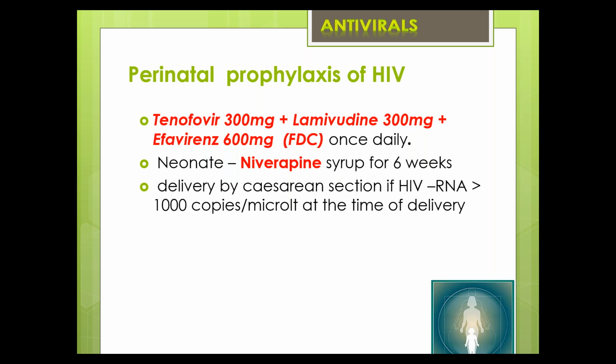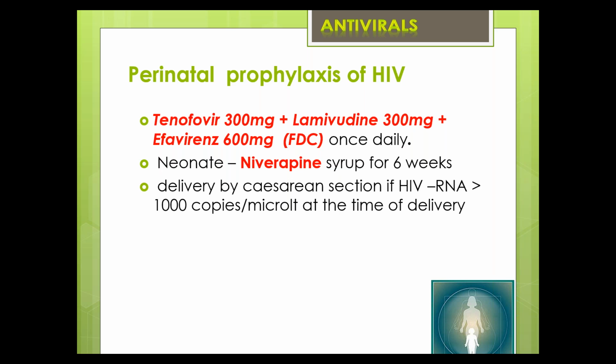Now, perinatal prophylaxis of HIV means we are trying to prevent the transmission of HIV from the mother to the baby. Okay, it means the mother is HIV positive, and if the mother has developed the HIV infection during the pregnancy, we are trying to prevent the infection from the mother to the baby. Now what we have to do is, during the pregnancy, we have to give a fixed tablet of tenofovir 300 mg plus lamivudine 300 mg plus efavirenz 600 mg. Okay, this is a combination tablet which can be taken once daily, and should be given continuously throughout the pregnancy.